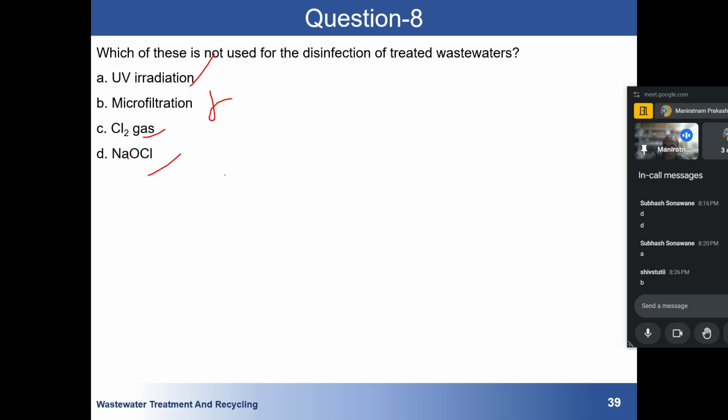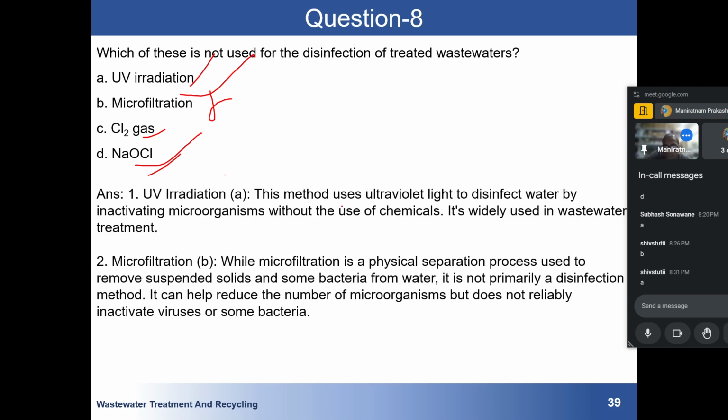Can anyone answer which is the most effective and economical? Most effective is UV. Economical: Cl2 gas or NaOCl. Most economical will be NaOCl, because supplying chlorine gas is a very challenging task. You cannot supply it easily, but this comes in the form of salt. It comes in the form of solution also, so you can directly add this solution to your water. Okay?